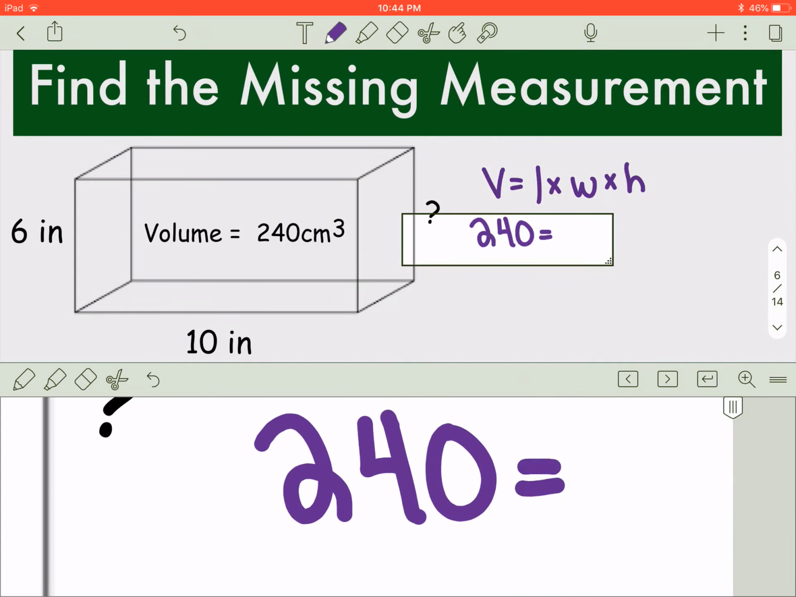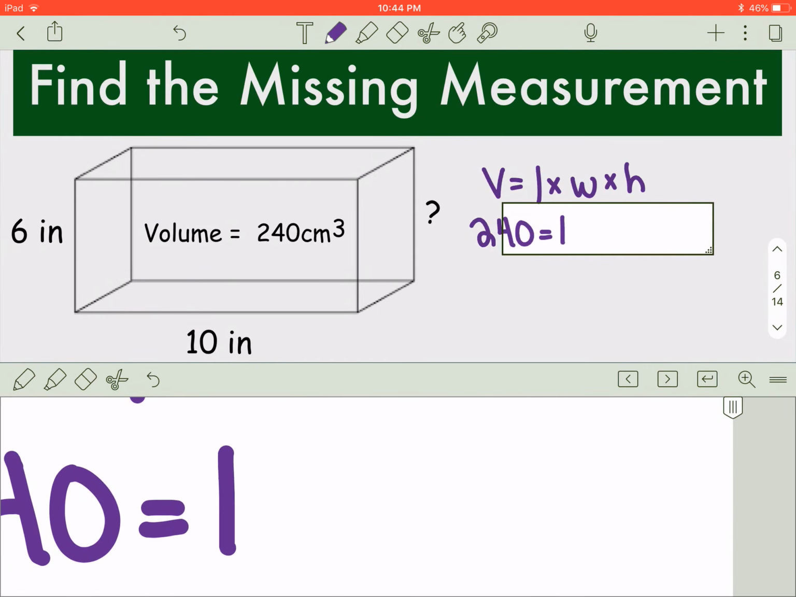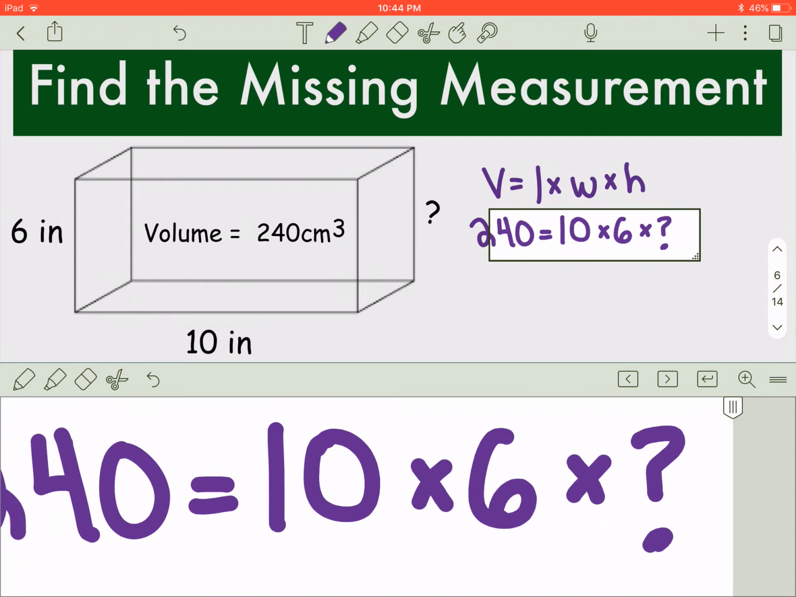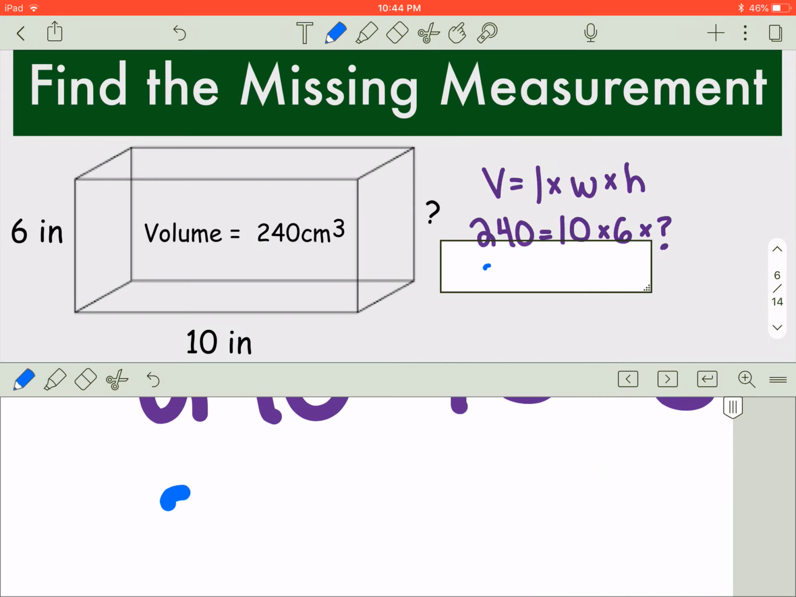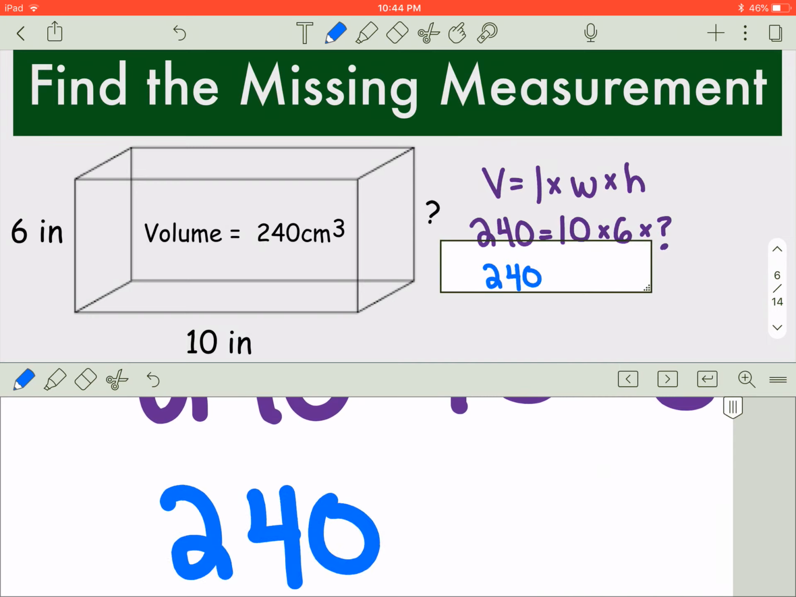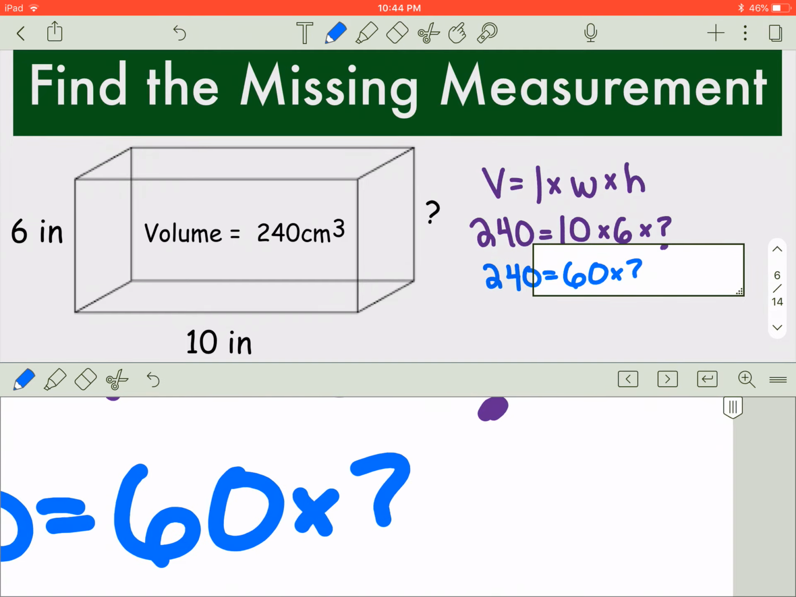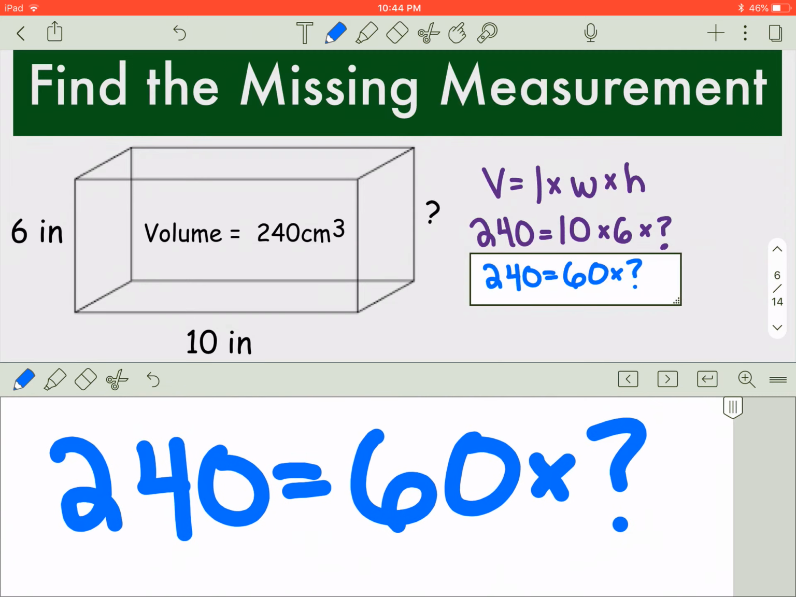We don't need to find the volume this time because it's 240. And that's going to equal, what 2 numbers do I have? I have a 10 and I have a 6. So it'd be 10 times 6, but I don't know what my other number is going to be yet. How do I figure that out? Well, let's take it one step farther and actually multiply the 2 numbers together. So I'm going to have 240 equals 60 times some number. Now this is where you guys would think, wow, what number can I multiply 60 by and get 240?